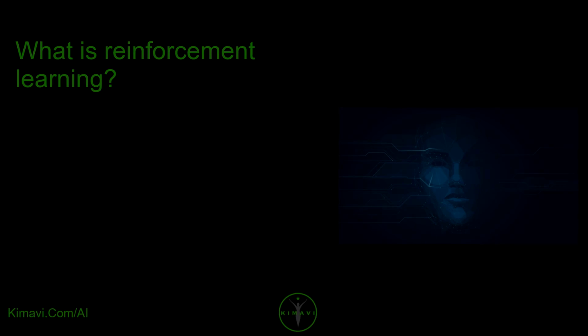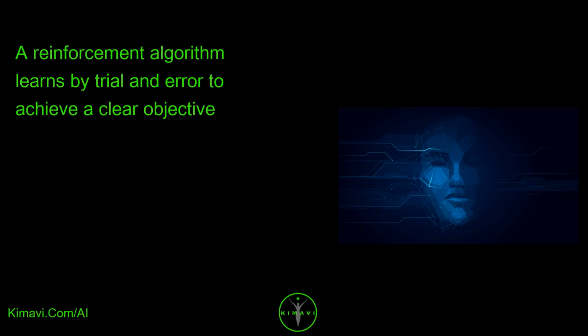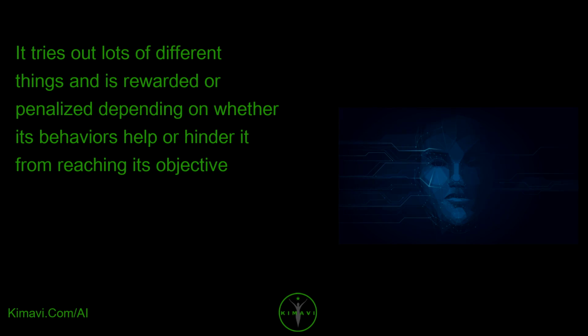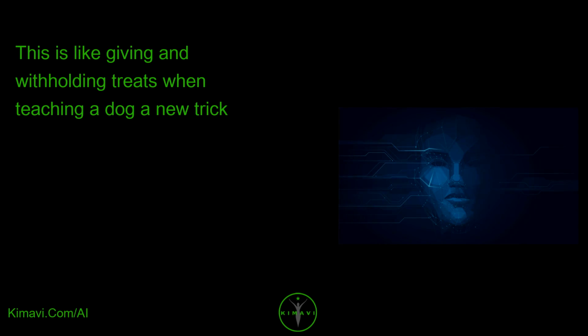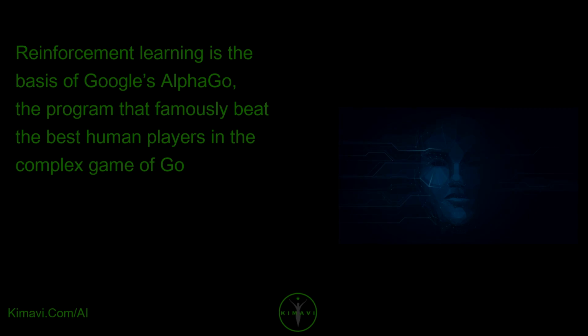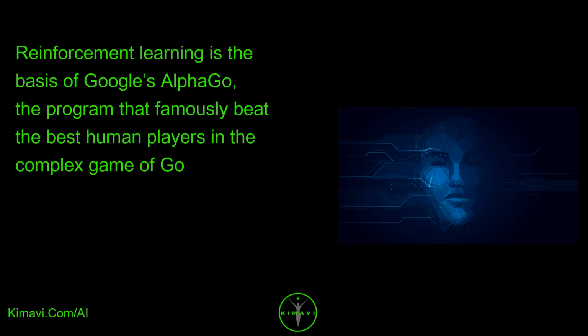What is reinforcement learning? A reinforcement algorithm learns by trial and error to achieve a clear objective. It tries out lots of different things and is rewarded or penalized depending on whether its behaviors help or hinder it from reaching its objective. This is like giving and withholding treats when teaching a dog a new trick. Reinforcement learning is the basis of Google's AlphaGo, the program that famously beat the best human players in the complex game of Go.